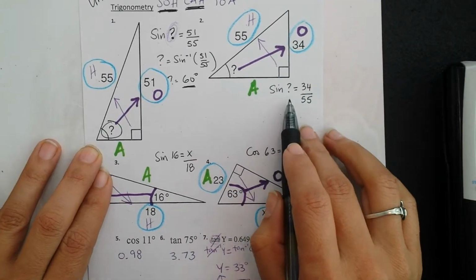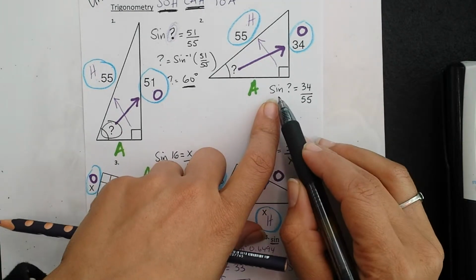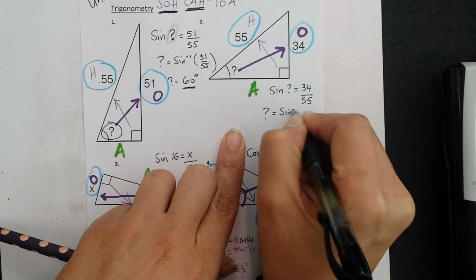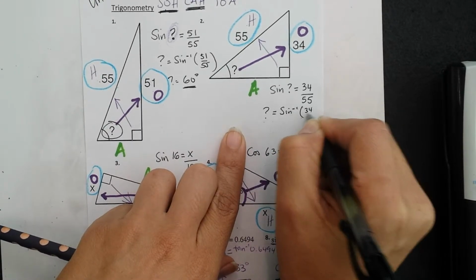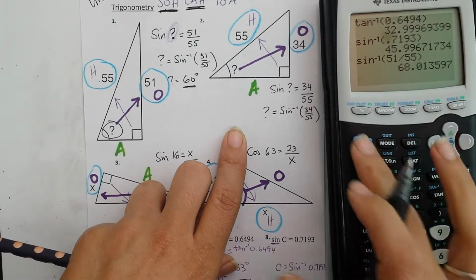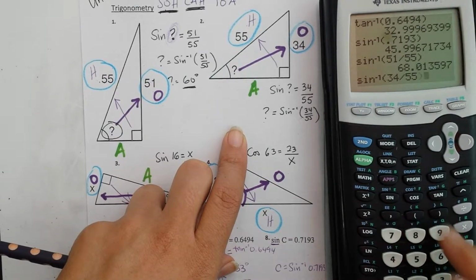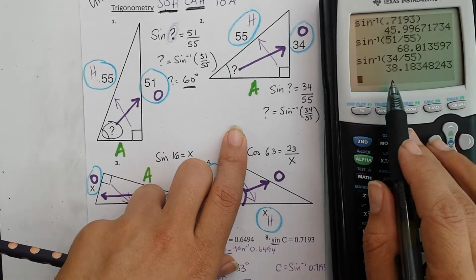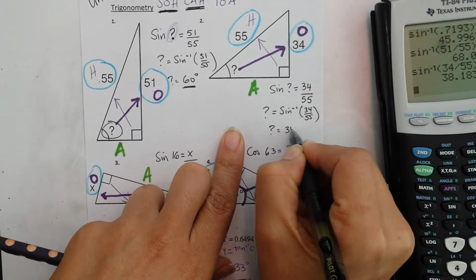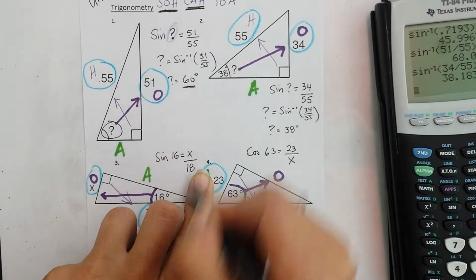Okay, the only thing that I need to do here, again, is get the question mark on its own, which means I have to get rid of sine. To get rid of sine, again, you take the inverse. So the inverse of 34 over 55. And then you simply punch it in the calculator, the inverse of sine 34 divided by 55. Close it. To the nearest degree is going to be 38. So question mark equals 38 degrees.